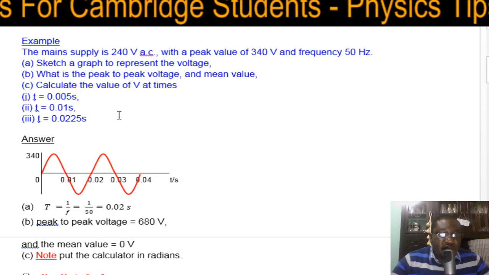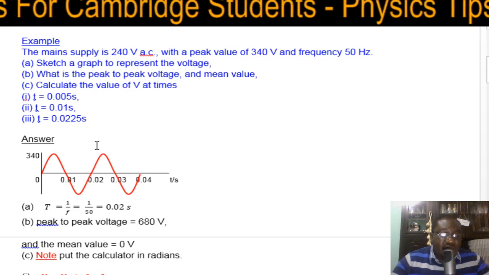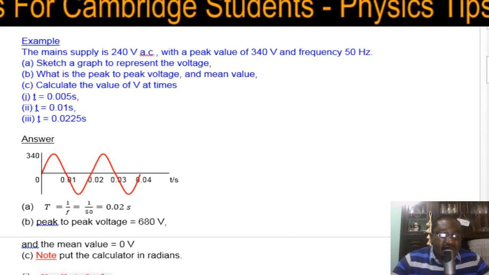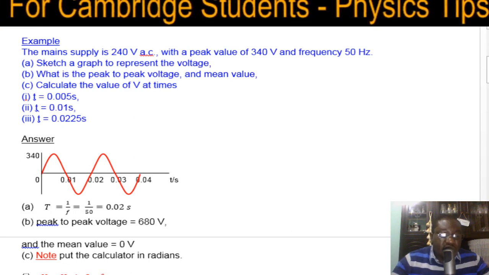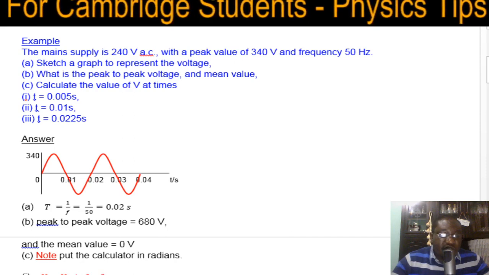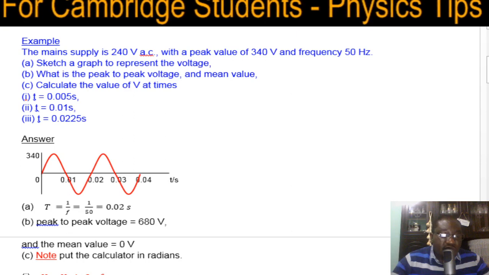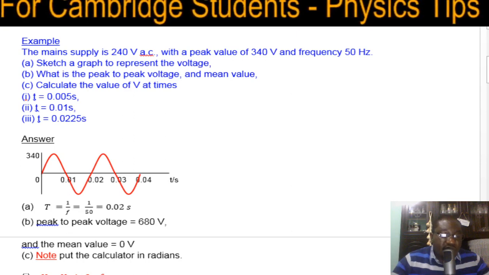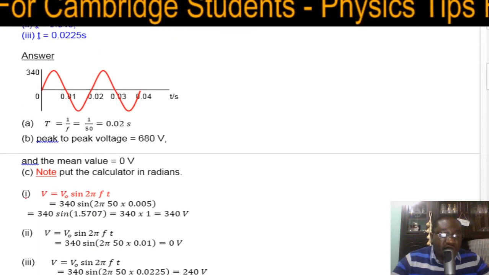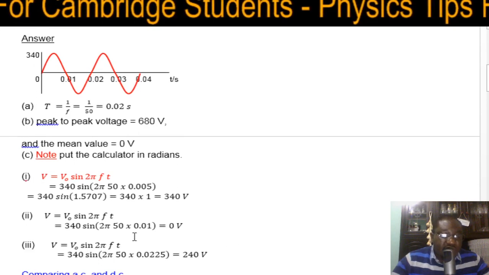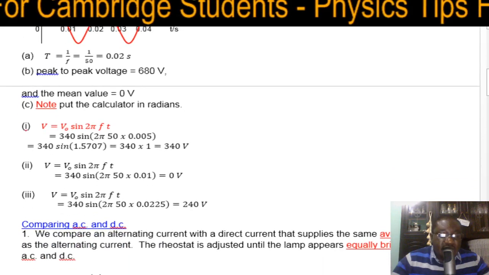Then part C says calculate the value of V at times t is equal to 0.005. So we input that into the equation. V is equal to V naught sine 2 pi f t. We have f, we have t, we have 2 pi. So putting it into the equation, we have V is equal to 340 volts. When t is equal to 0.01, you input into it the same, and you get a value of 0 volts. And then for the last one, when t is equal to 0.0225 seconds, you just put into the equation and find 240 volts.